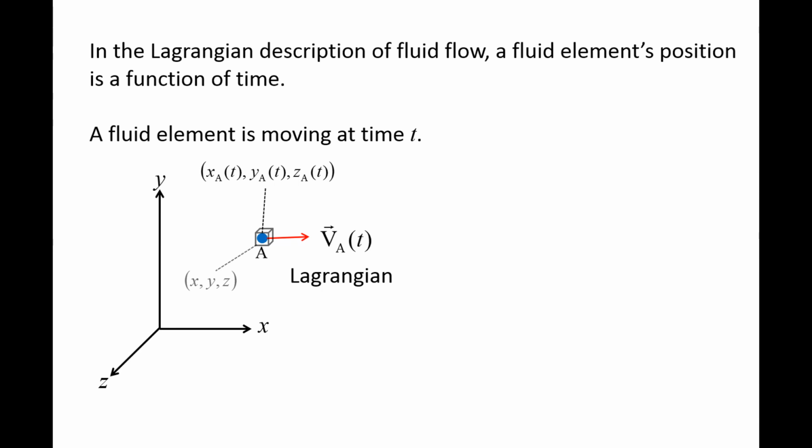Now let's imagine someone is taking the Eulerian point of view and observing a specific location in space, which we will label x, y, and z. At this moment in time, both x, y, and z and xa, ya, za happen to coincide with each other. This means that the velocity of fluid element A from the Lagrangian point of view, which we call va, is the same velocity as seen by an observer from the Eulerian point of view, which we call v. As we discussed earlier, in the Eulerian viewpoint, velocity is a function of position and time.